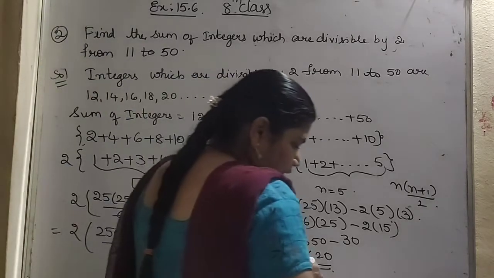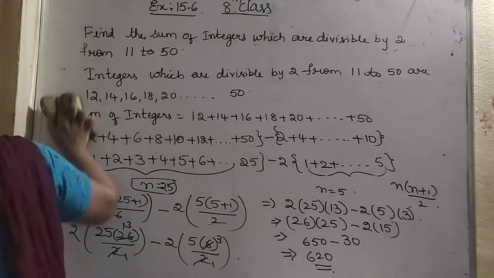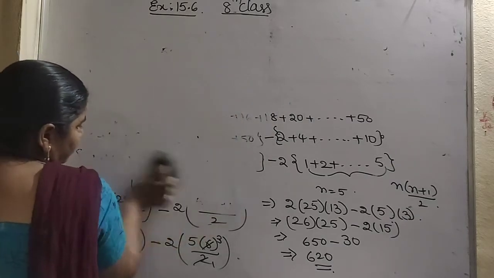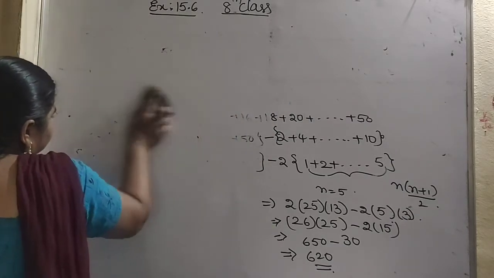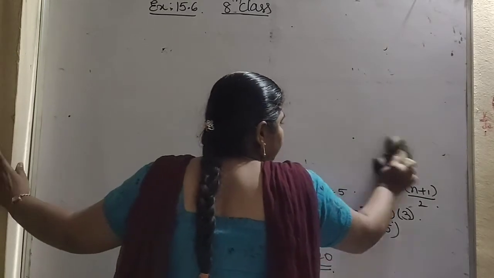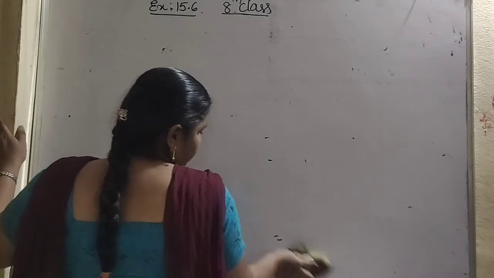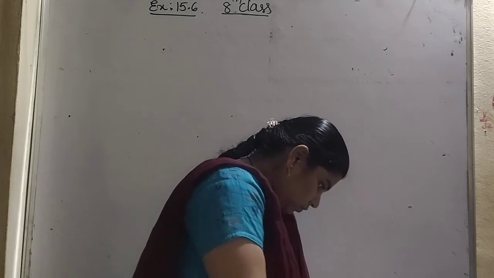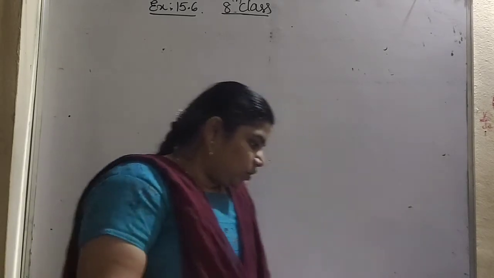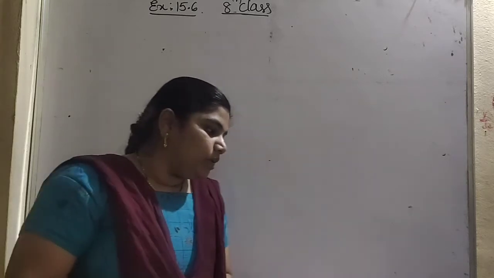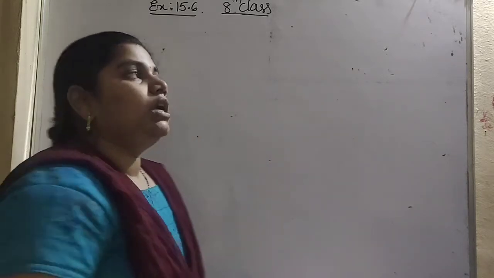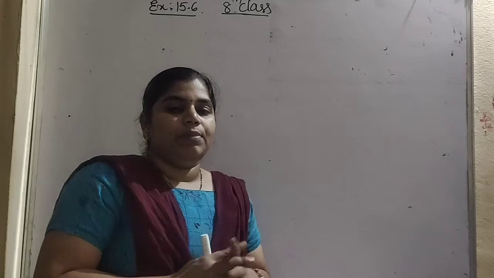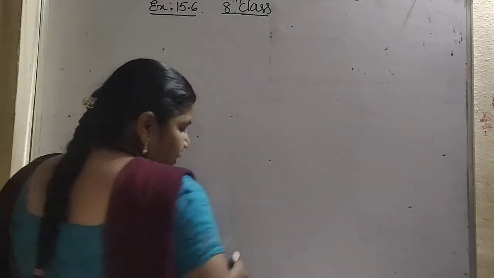Next is the third question. So third question: find the sum of integers which are divisible by 2 and 3 from 1 to 50. So the numbers which are divisible by 2 and which are divisible by 3, we have to add them. So what will be the result, we have to see again. So what is the third question?